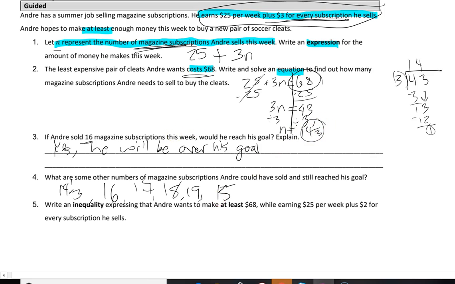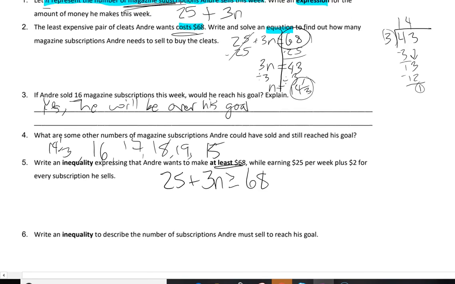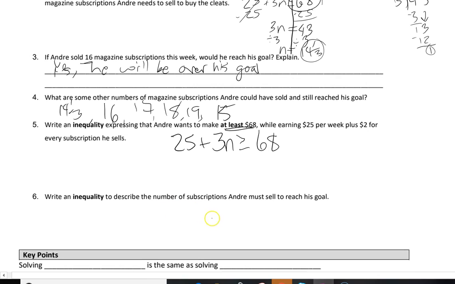So if we want to think about an inequality now, we could say, well, he makes 25 plus 3n, and we know he needs at least $68. So at least means it's cool if he has 68, so we'll have an equals. But it's also okay if he has more, so we're going to have a greater than or equal to in that inequality. And then, again, if we think about our solution, we already said it was 14 1/3. So again, he needs to sell more than or exactly 14 1/3 subscriptions.